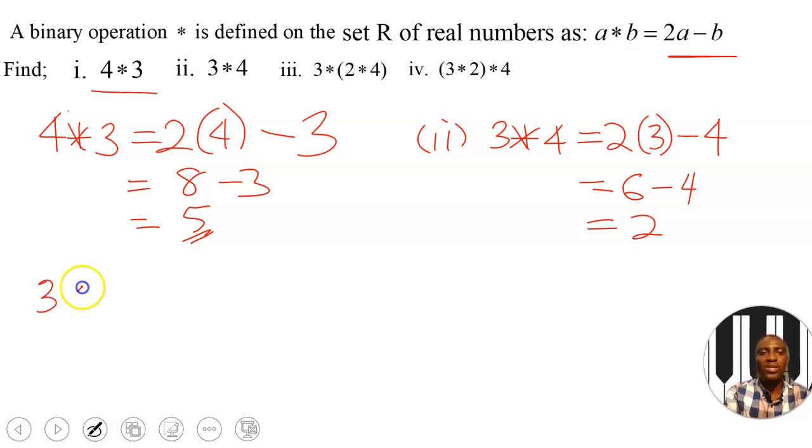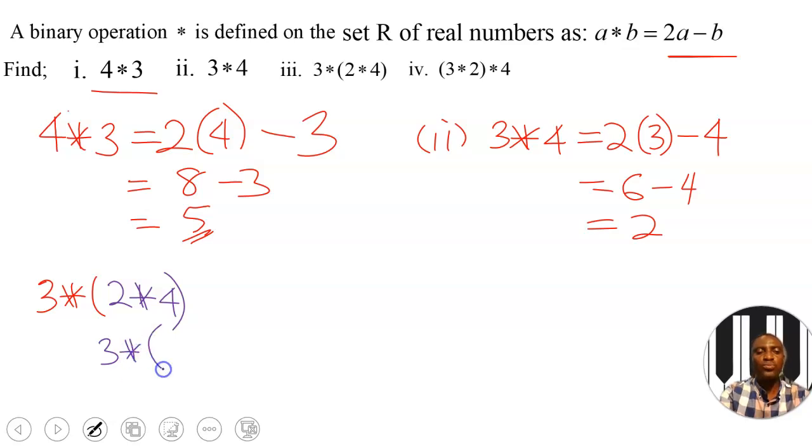The third one says 3 operation into bracket 2 operation 4. And we always do bracket first, right? And so we are going to keep our first number, which is the 3 star, into bracket and deal with the bracket. Now the bracket, we have only two numbers, 2 star 4. And by definition, it will be 2 times the first number, which is 2, minus the second number, which is 4.